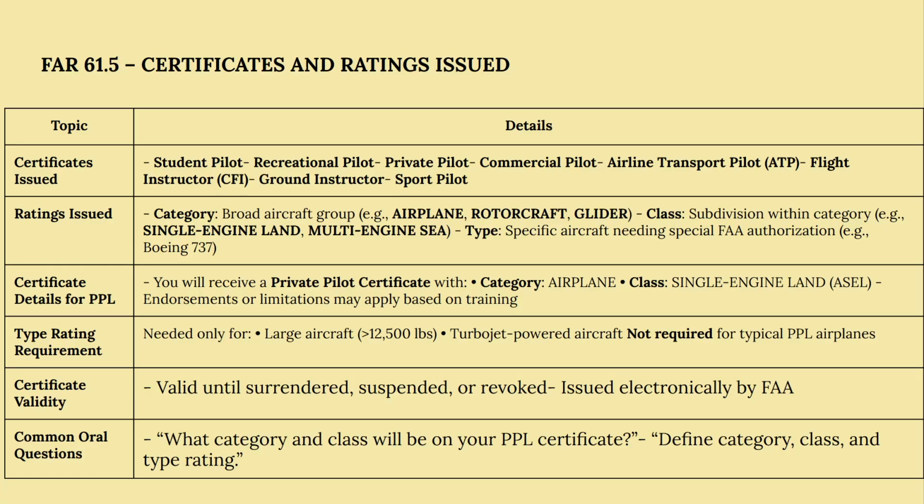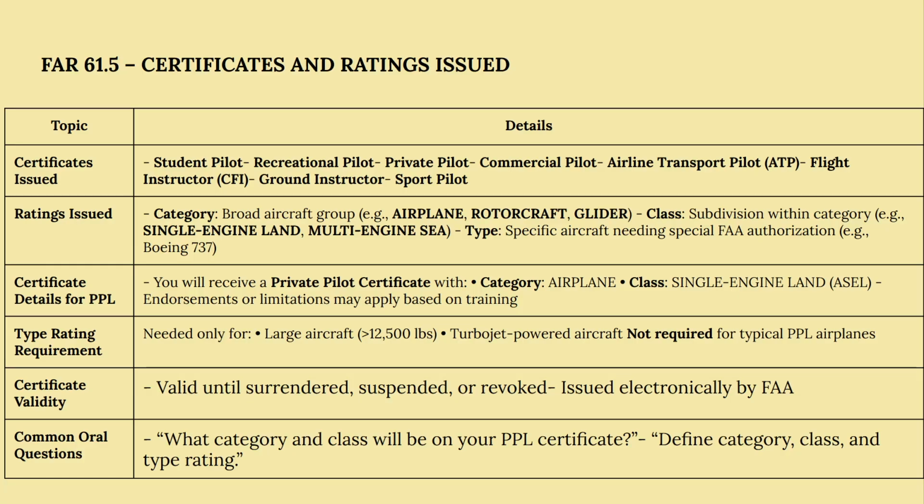Then we jump on to 61.5, certificates and ratings issued. The certificates issued are student pilot, recreational pilot, private pilot, commercial pilot, ATP, flight instructor or CFI, ground instructor, then a sports pilot. Then there are your ratings issued. The ratings issued are like what type of plane you're qualified to fly.